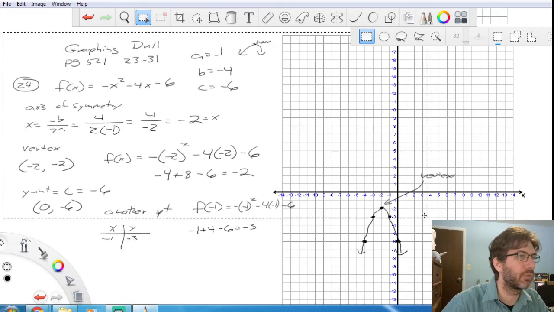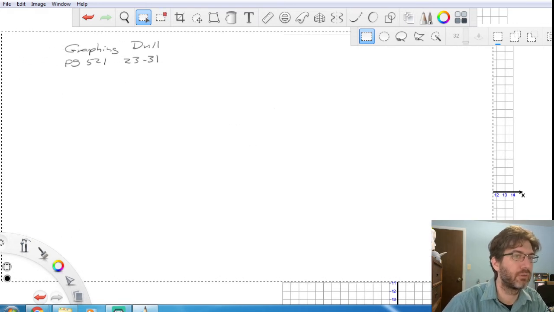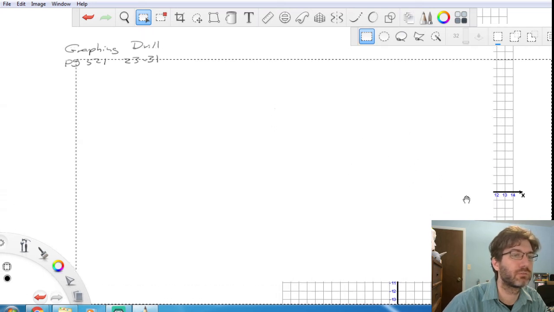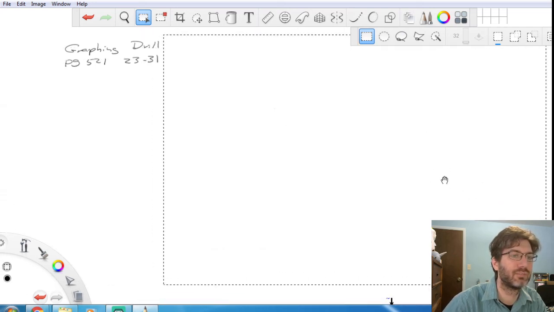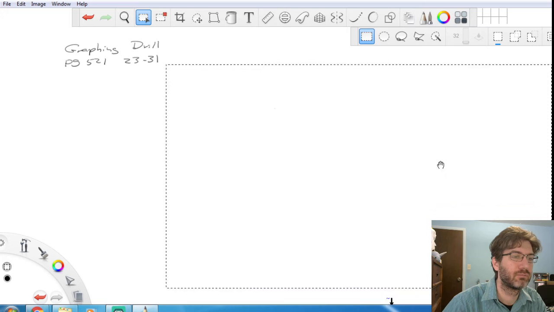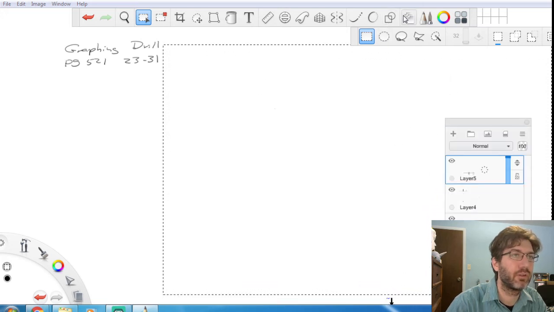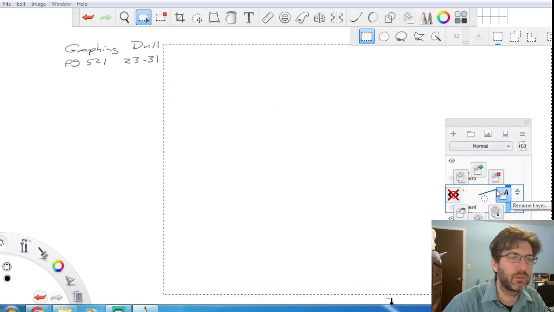I don't remember what all was in this layer. I don't think the picture is. Of course, that part of the picture is not. Delete the layer.